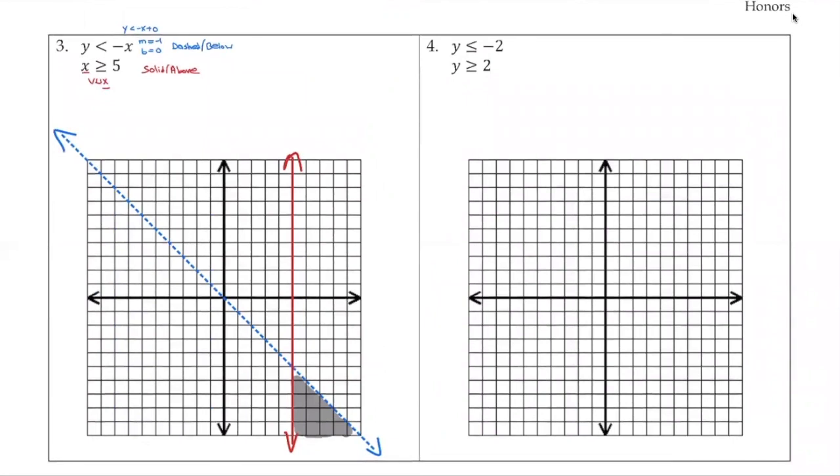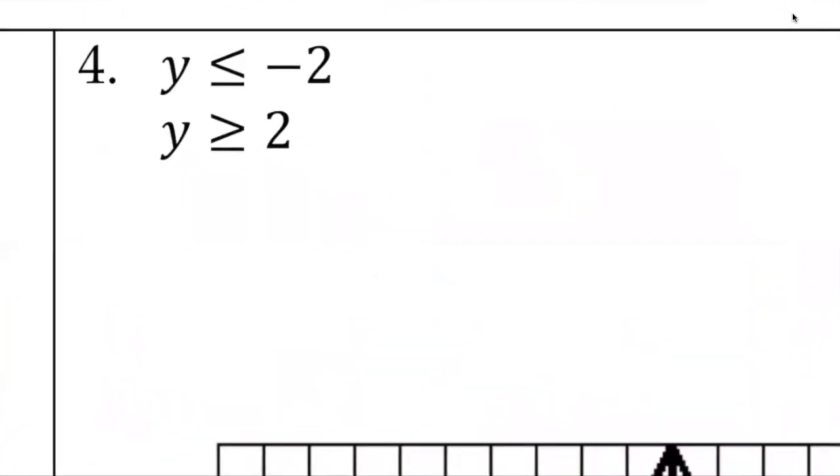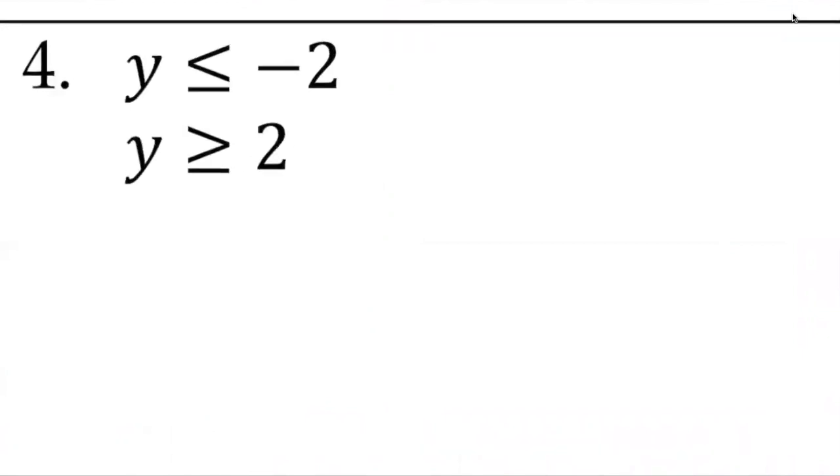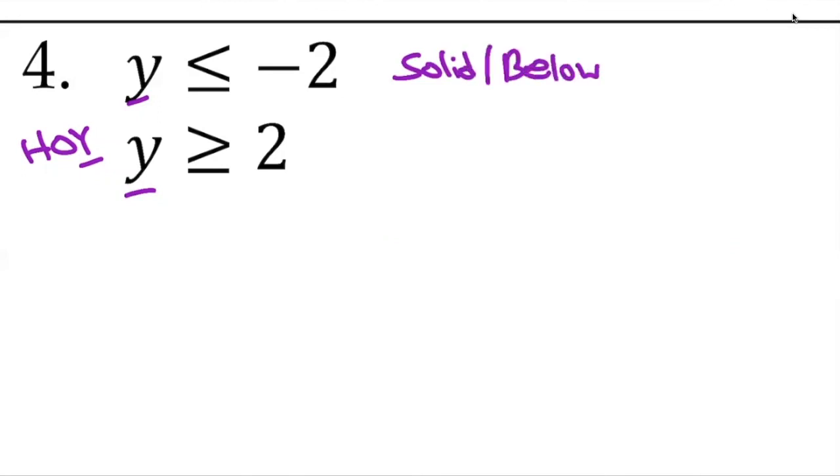All right, now for number 4. Notice how we both have Hoy problems, so this is going to be Hoy for both. They're both going to be horizontal lines since they're both y equals equations. So this first one is going to be solid and below. However, your second equation is going to be solid and above.